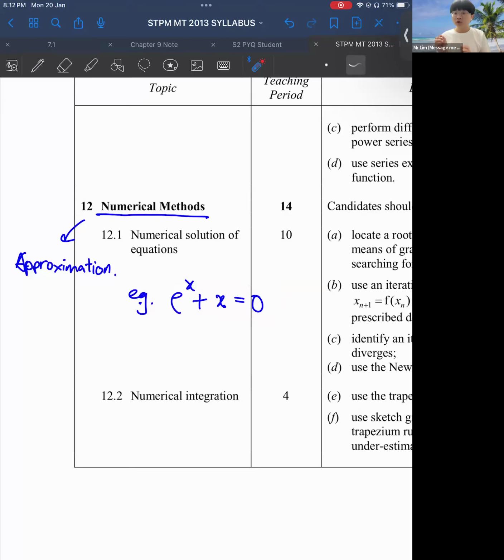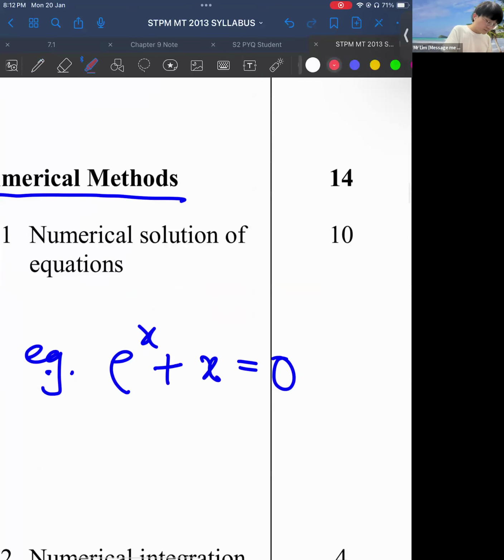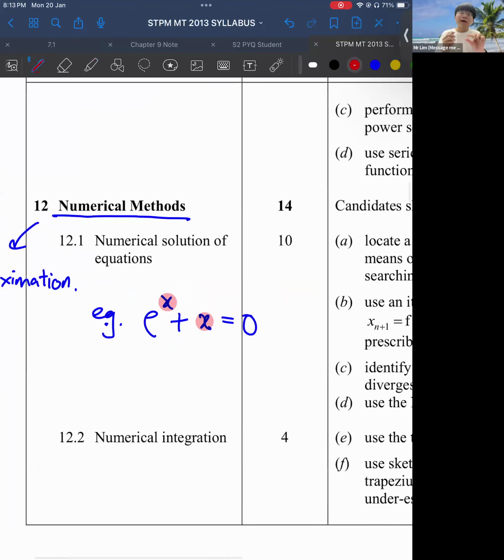Meaning that you want to find its roots. You can try both sides or whatever, but you can't find the answer. Because here is 1 x, here is 1 x. It's at a different position. You cannot factor out or something like that. So you must introduce something called numerical methods.